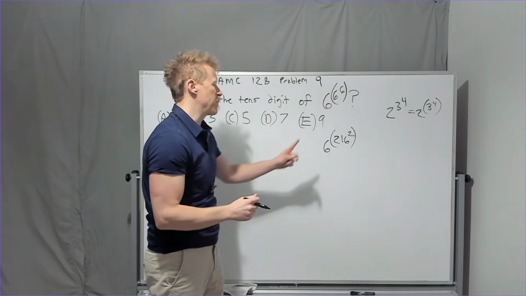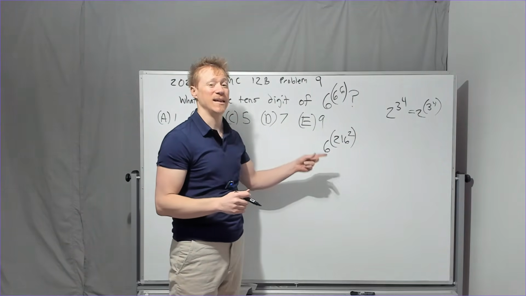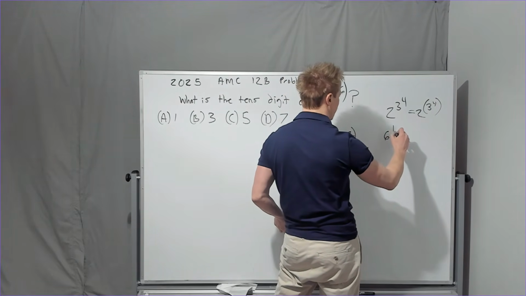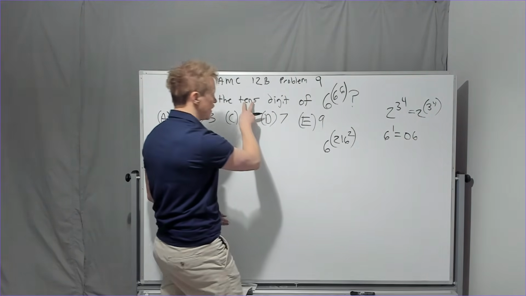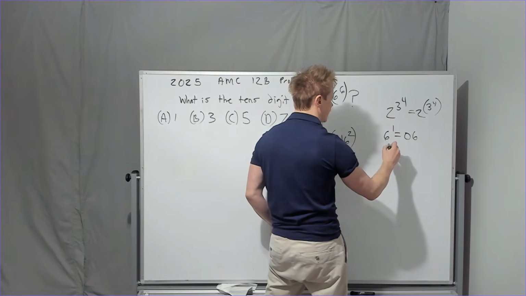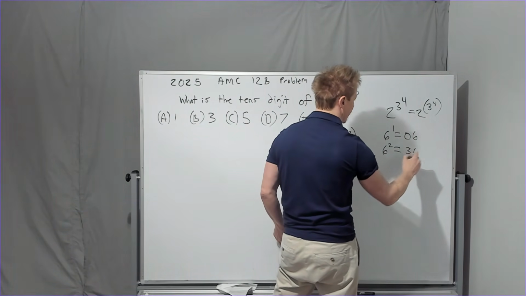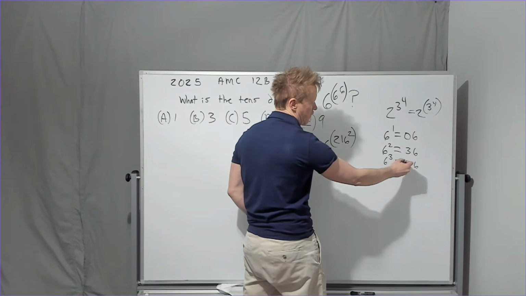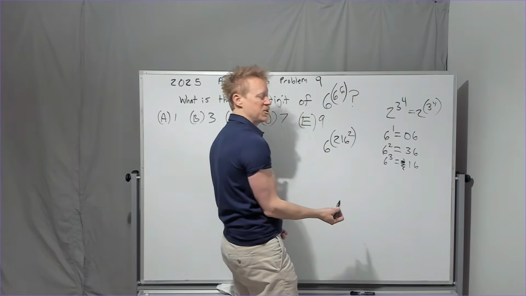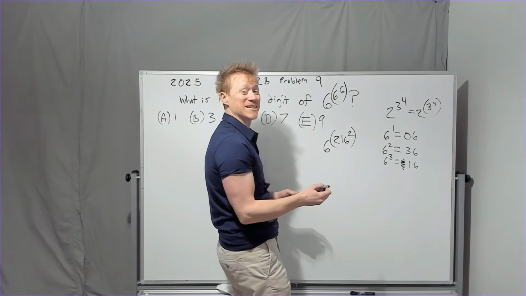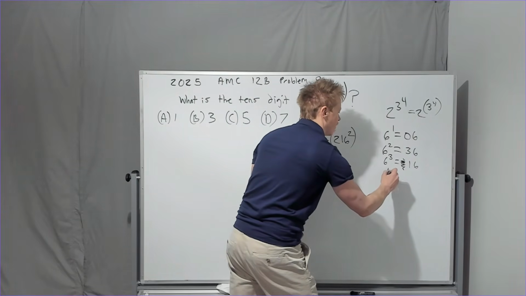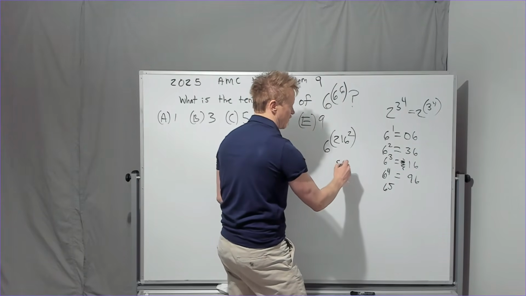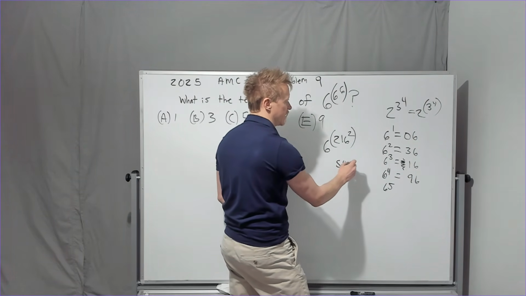It's at this point that I'm probably thinking I'm looking for a pattern in the tens digit among the powers of 6. So I'm going to go ahead and make a list. 6 to the 1st is going to be 06. We are looking for tens digit, not units digit. 6 squared is 36. 6 to the 3rd is 216. But you're going to notice by number theory that we don't care about this 2 anymore. We only care about the last 2 digits. So 6 to the 4th is going to end in 96. 6 to the 5th is going to give 56.